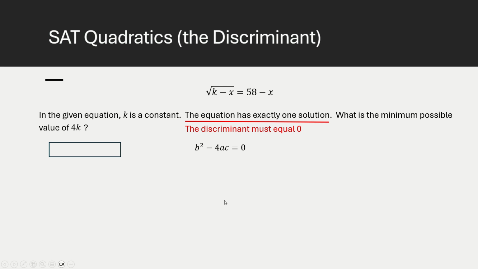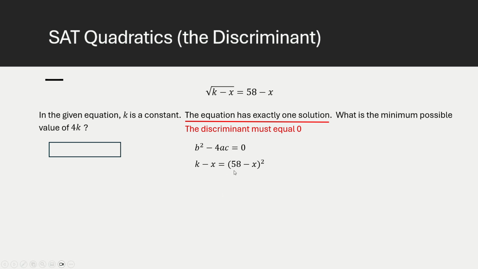And so now we need to rewrite this equation in the standard form of a quadratic so that we can clearly see what our b is, what our a is, and what our c is. So let's go ahead and do that. To do that, we are going to square both sides. By squaring this left side, the square root symbol goes away, as you can see down here. And here you'll notice that I have squared the right side of this equation.